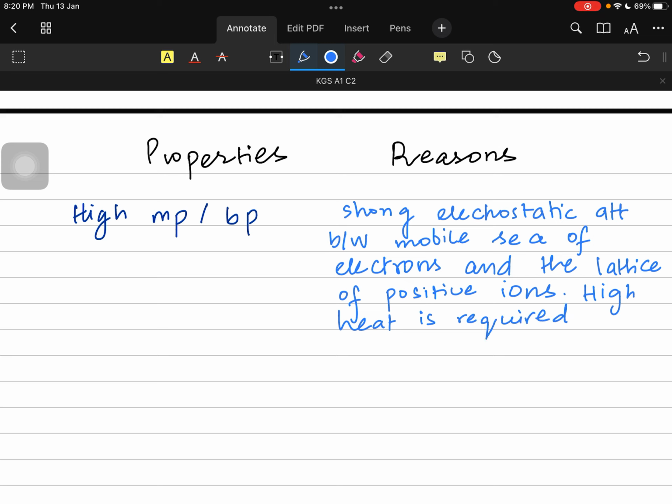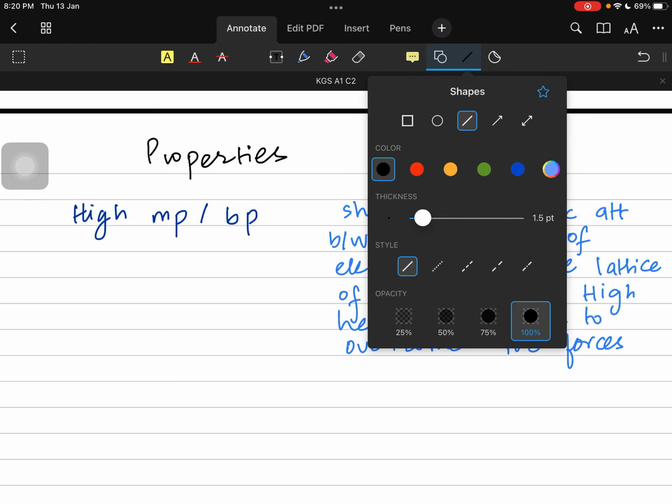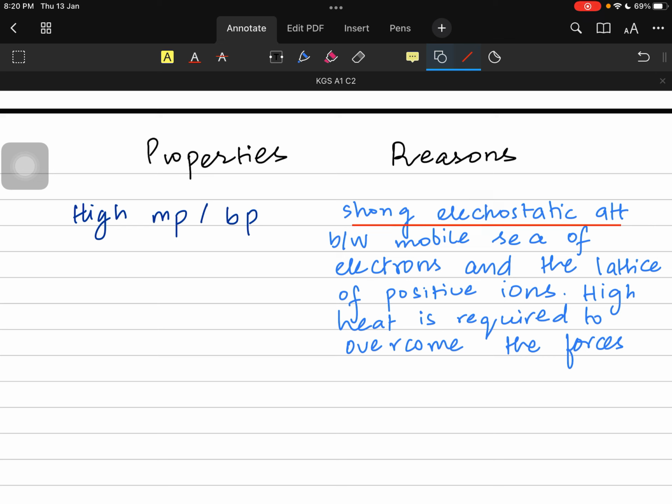So the metal lattice is in no mood to move away from each other. The lattice is very strong. The metal ions are not going to move away from each other. So the lattice requires high heat to overcome the forces. Forces are always overcome. They can never be broken. You don't break forces, you overcome forces. Keywords are going to be strong electrostatic attraction between the mobile sea of electrons and the lattice of positive ions. You need high heat energy to overcome the forces.